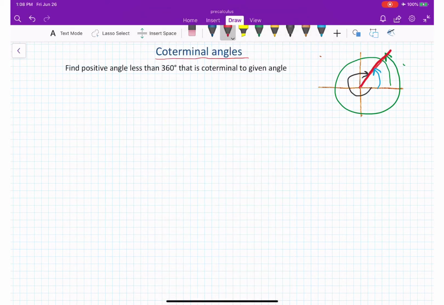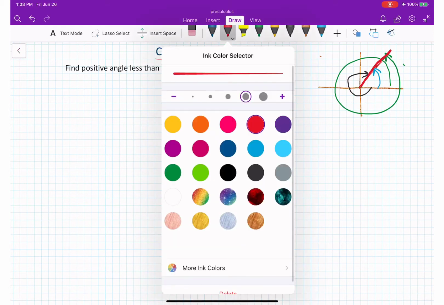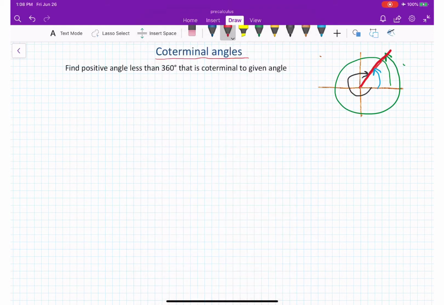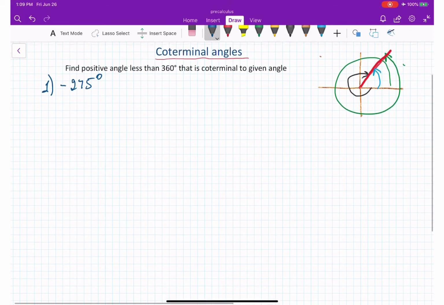Okay, that's what we are going to find: which angle will be coterminal to a given angle? All right, so let's take the first one, negative 275 degrees. Let's see how it's going to look on the graph.